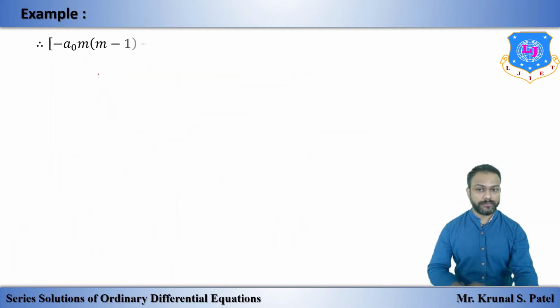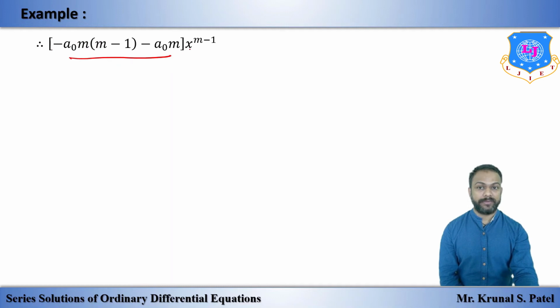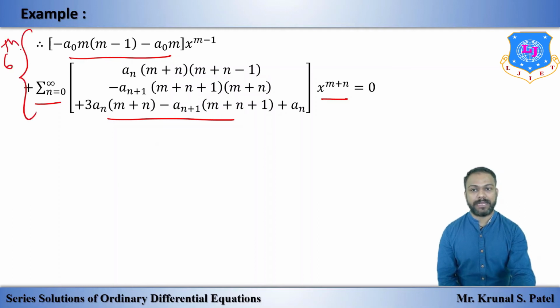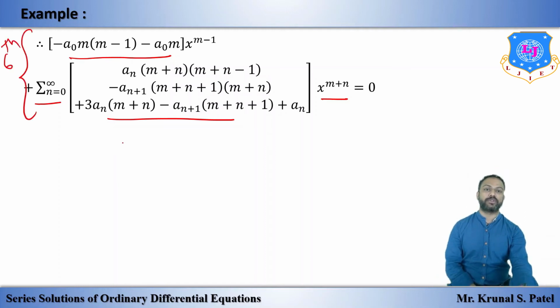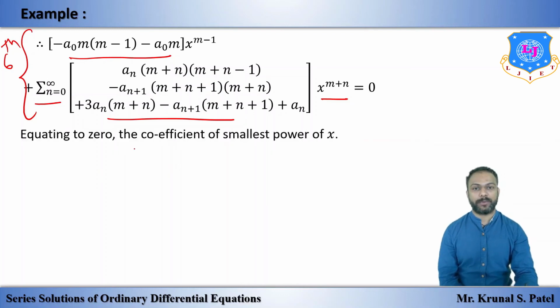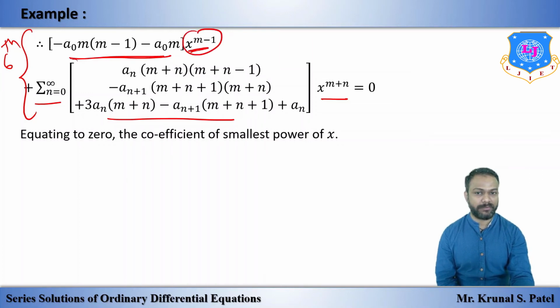So we have this first, with x raised to m minus 1, the coefficient of x raised to m minus 1, and we have sigma and x raised to m plus n common, and these are the remaining terms from the sigma. Okay, this is our collect, the sixth step. After that the seventh step is equating to 0 the coefficient of the smallest power of x. As I told, in the Frobenius method we will just equate to 0 the first coefficient of the smallest power of x. So this is the only smallest power of x, so we will equate this equal to 0.